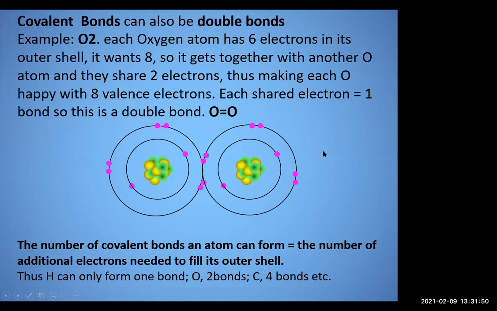Oxygen also makes covalent bonds. So again, here they both have six in the outer ring. They want to share two electrons, so they actually make a double bond. And a double bond is indicated in this fashion where you have the O and the two lines between it. So each one of these lines consists of two electrons. And so that's what a double bond looks like. Or that's how you draw a double bond.